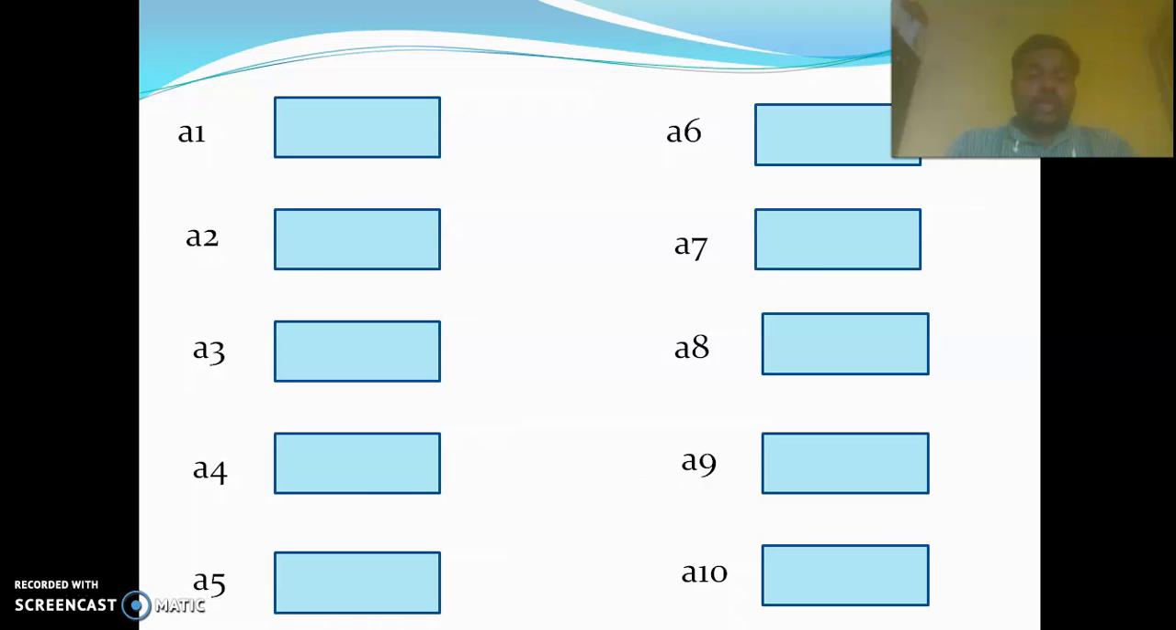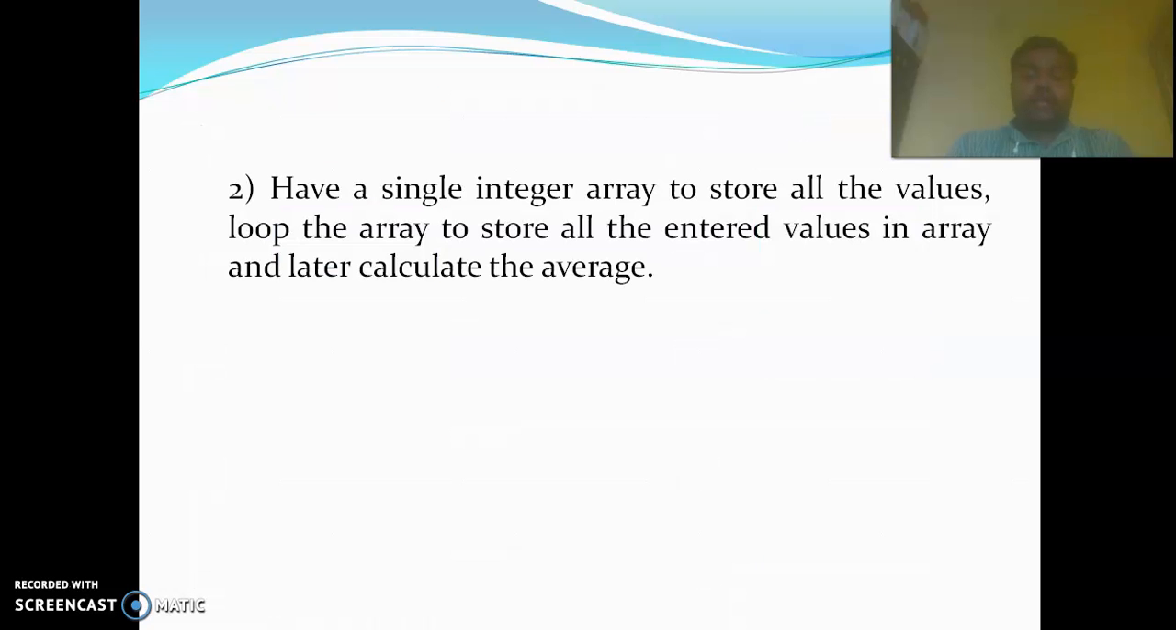This diagram shows how the memory locations are given to the declared variables. For each variable, a separate memory location is allocated and values will be stored in these memory locations. So the second way is we have a single integer array to store all values, loop over the array to store all entered values in the array, and later calculate the average.